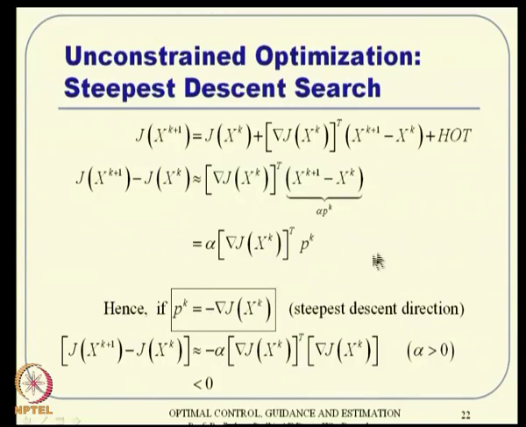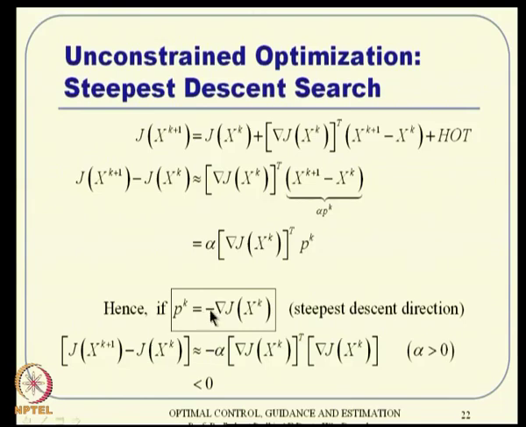Why? Because if I select this p_k to be exactly the same as what I am having here, then this error, J of x_k+1 minus J of x_k, will be a quadratic quantity with a negative sign basically.